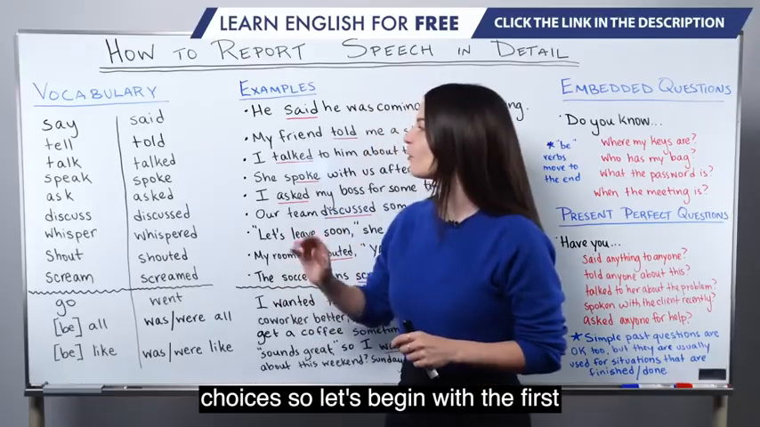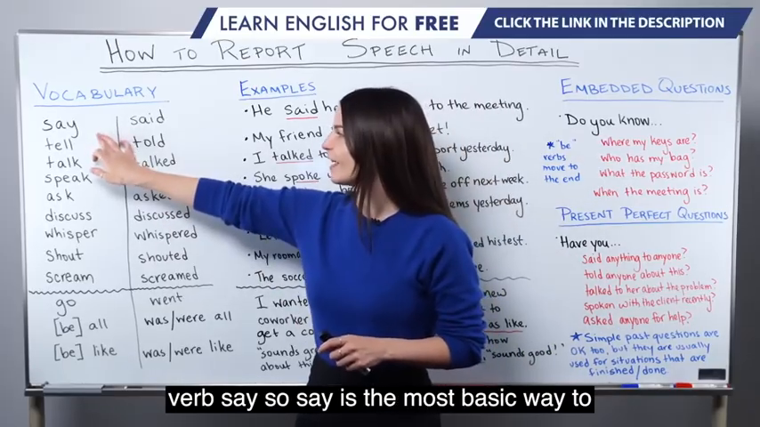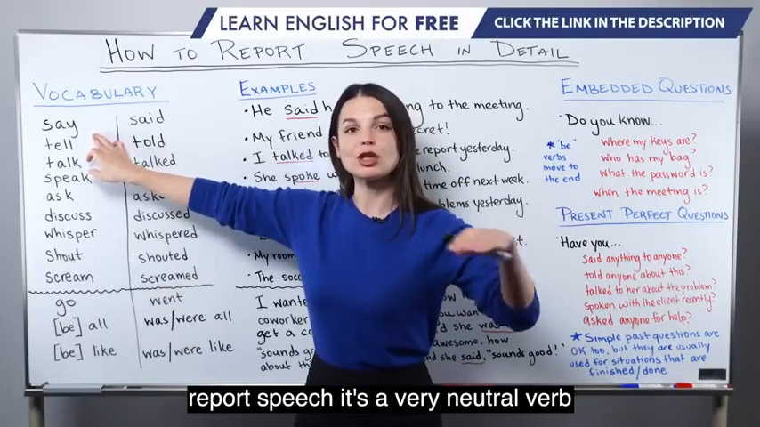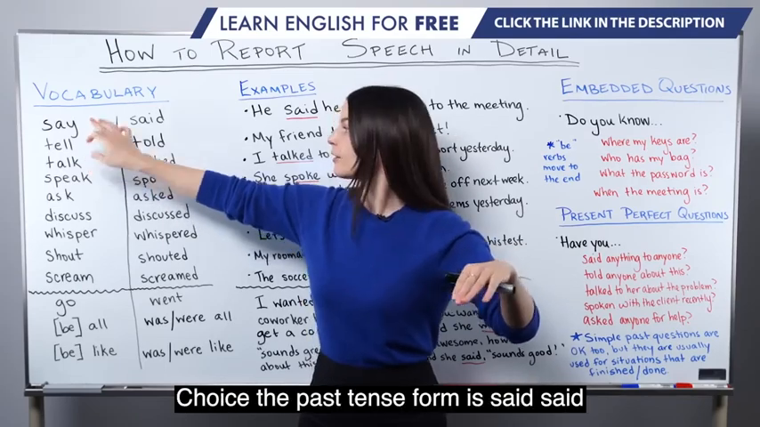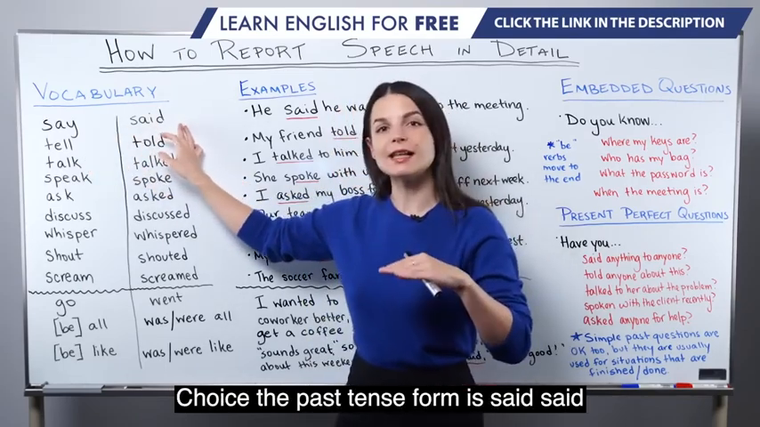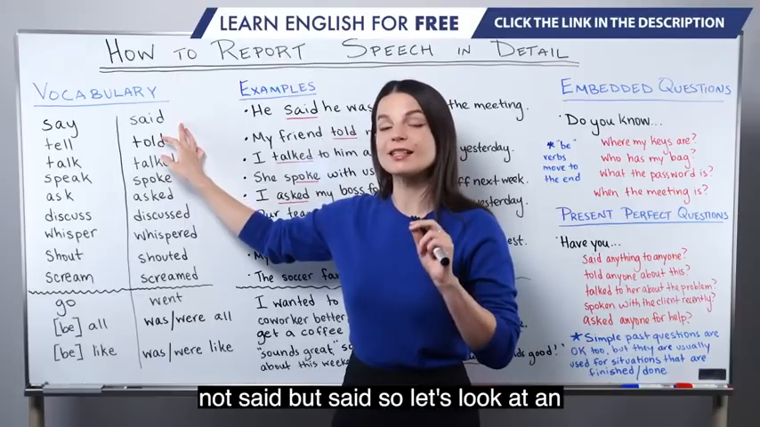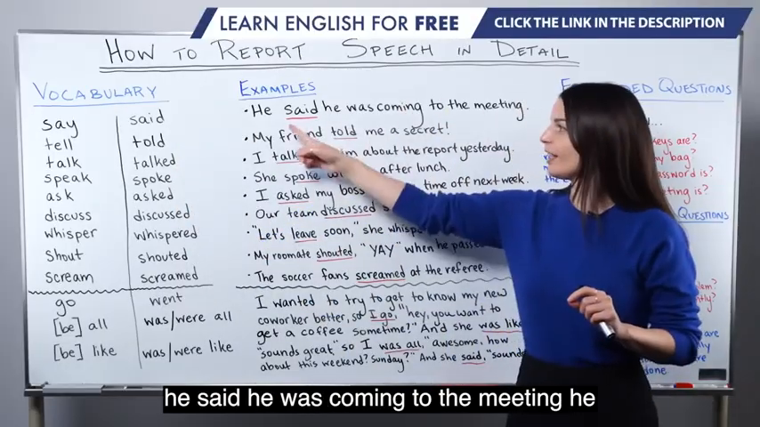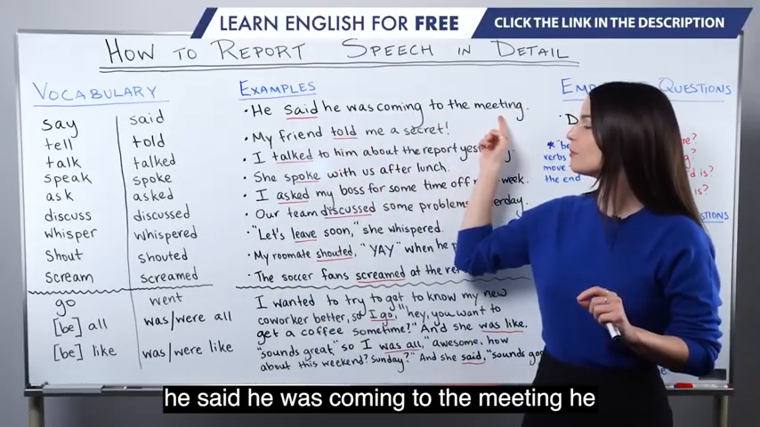Let's begin with the first verb, say. Say is the most basic way to report speech. It's a very neutral verb choice. The past tense form is said, not "sayed," but said. Let's look at an example sentence with this. He said he was coming to the meeting.